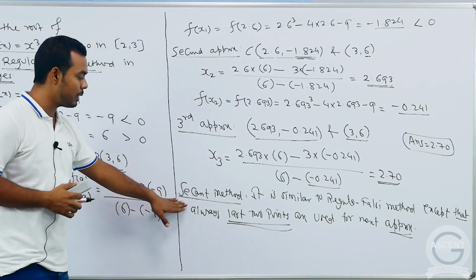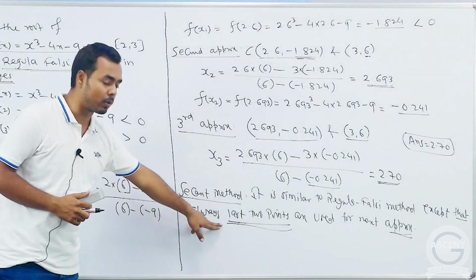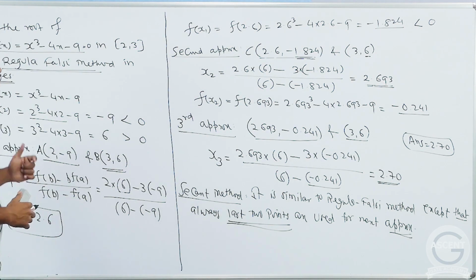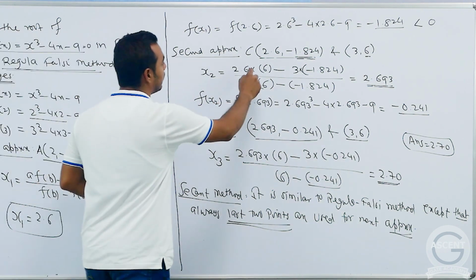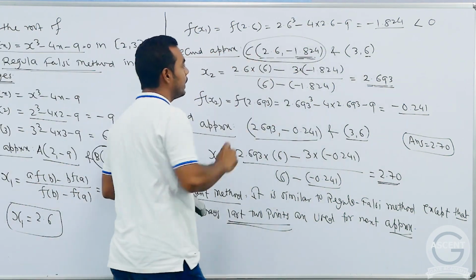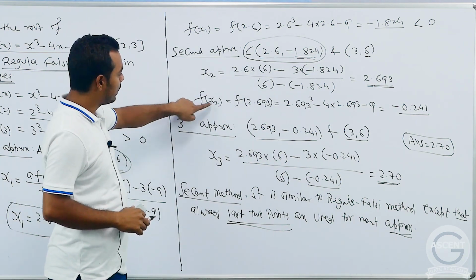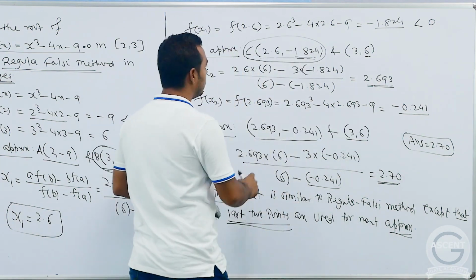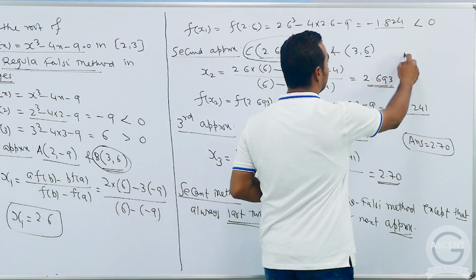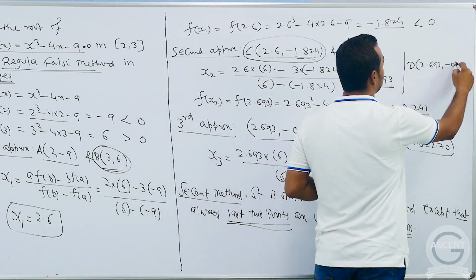But in secant method, we don't worry about that positive negative thing. We always have to take the last 2 points for the next approximation, meaning that for the next approximation x2, we are going to use these 2 points. One point will be B and another point will be this C. Okay. Now the next point that we are going to get is, at x2 was 2.693 and this was the corresponding value of y. So say that point D is 2.693 and the value of y is minus 0.241.